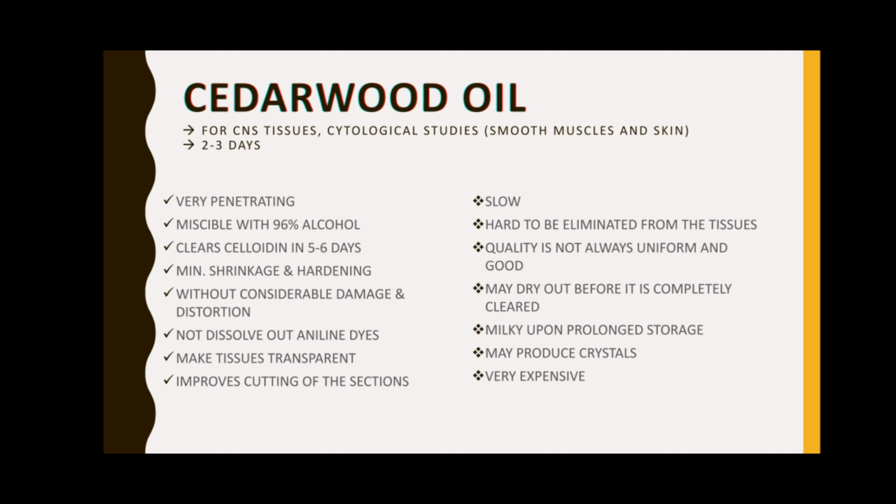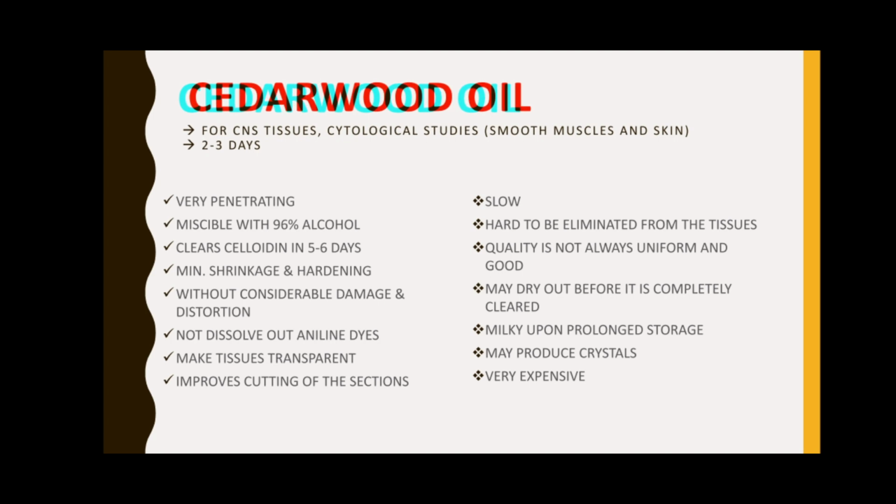Tissues cleared in cedarwood oil initially float before gradually staying to the bottom as clearing proceeds. Hence, the tissue may dry out before it is completely cleared. This can be prevented by superimposing absolute alcohol on the surface of the clearing agent. Once saturated, the specimen should then be transferred to a fresh solution of cedarwood oil. This clearing agent also becomes milky upon prolonged storage and should be filtered before use.